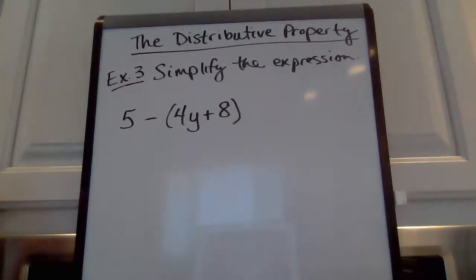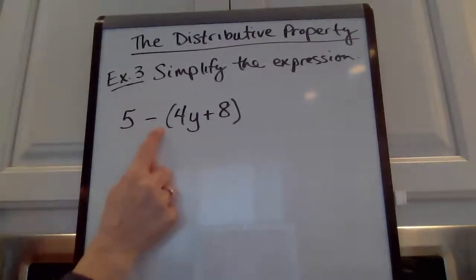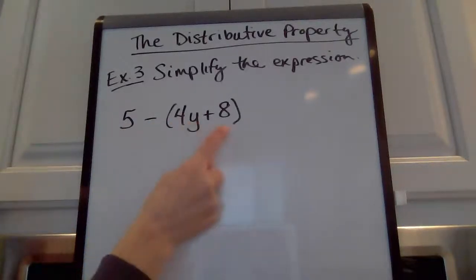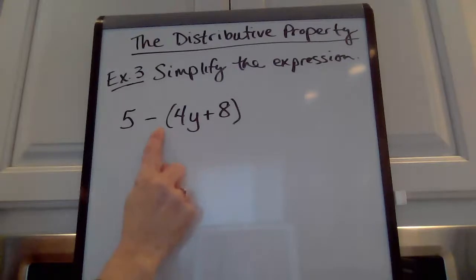So our third example, same set of instructions, simplify the expression. It looks a little different because now we have 5 minus, and then in parentheses, 4y plus 8. There's no number sitting outside of the parentheses that we can see right here to be multiplied with everything inside. Nothing that we can see to be distributed, but there is a number here that we're just too lazy to write, and that number is 1.